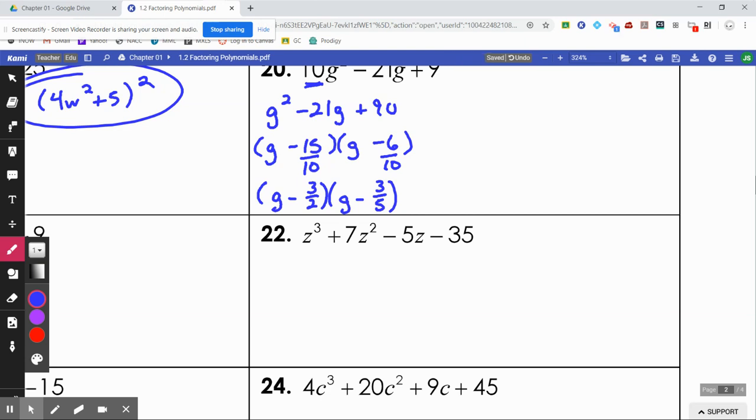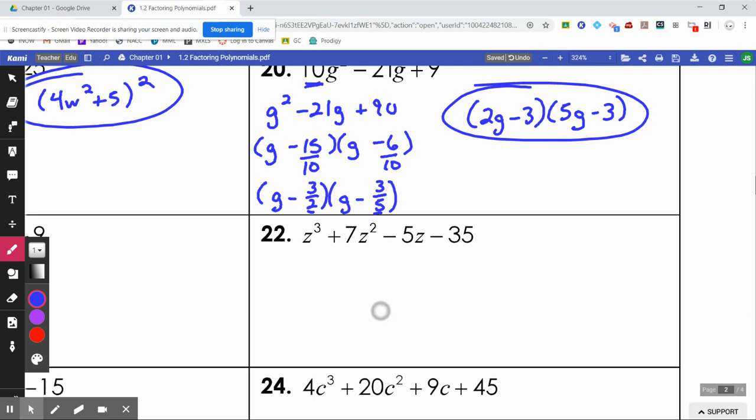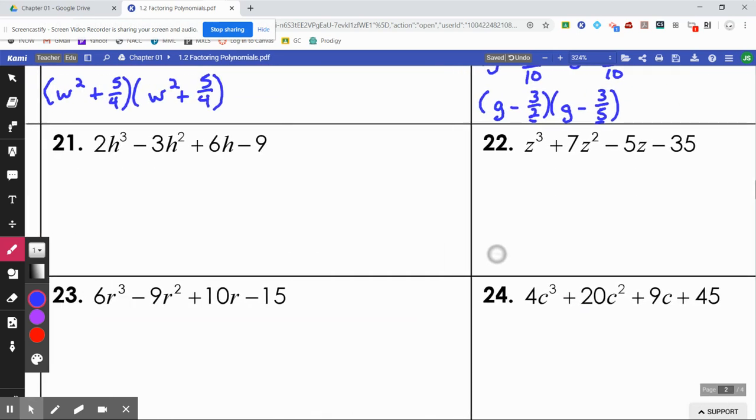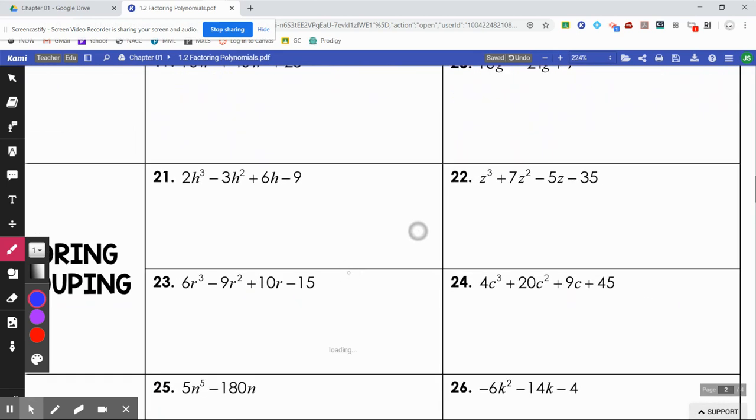So now that we've reduced, let's slide back to the front. The values on the bottom, the 5 and the 2, slide them back up front, and you get 2g minus 3 and 5g minus 3. And again, that can always be checked with FOIL or distributing.